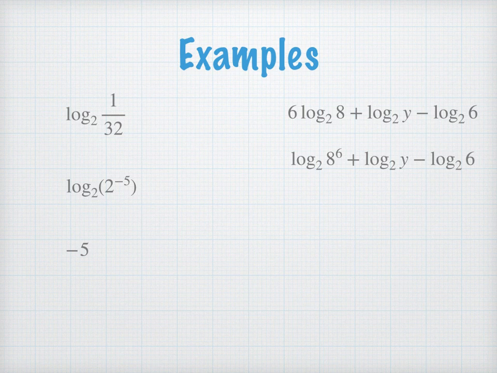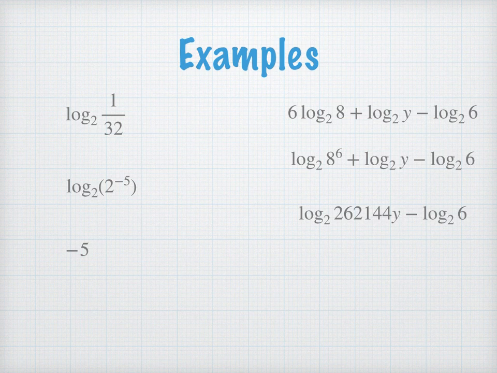Then we could use our product rule and combine those first two logarithms together. Now when combining using our product rule and quotient rule, we're going to work from left to right unless there's parentheses. So since we don't have parentheses, we're going to combine our first two and then we'll deal with the next one. So combining the first two, let's also simplify 8 to the sixth. So we have log base 2 of 262,144y minus log base 2 of 6.